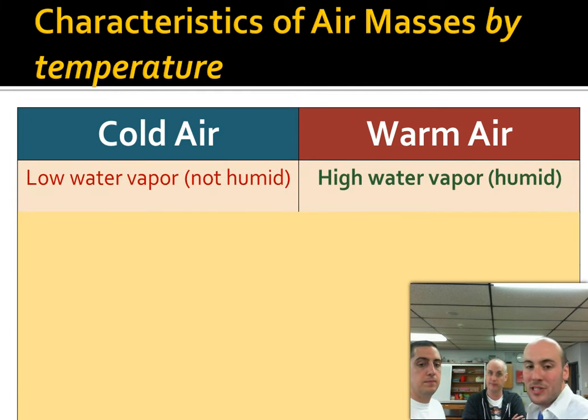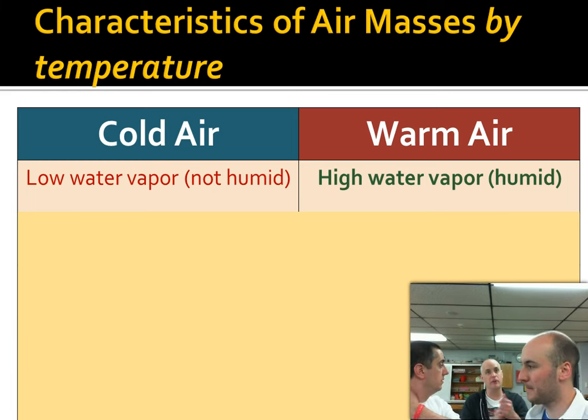First of all, cold air usually has a low amount of water vapor, which means it's not humid. If you've heard the term humidity before, it refers to how much water is in the air. If you say it's humid out, that means it's sticky. There's a lot of water in the air. So if we say it's not humid, it's kind of dry.